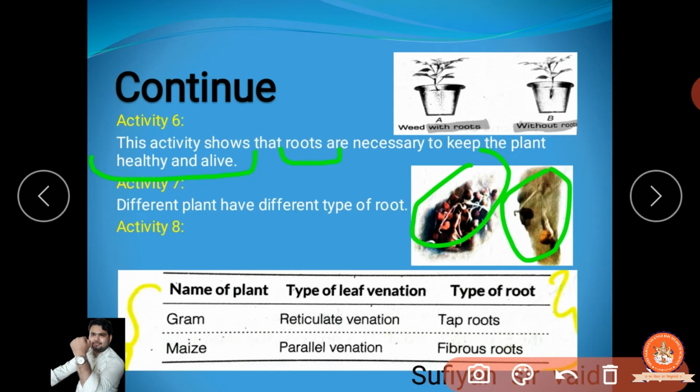When we observe the gram, we get that its root is a taproot. Clear? It means there will be one main root in the middle, and from its sides different roots will come out. Like when you observe a banyan leaf, there is one main vein and other veins go in different ways. The same thing applies to roots.